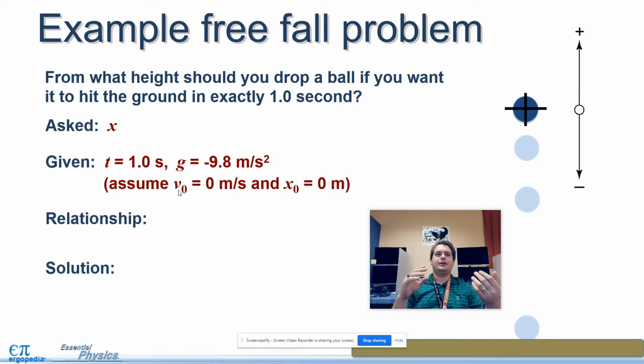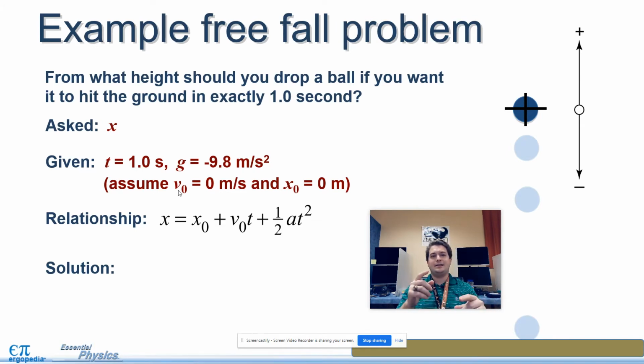So now, if we want distance, there was one equation that had acceleration and position in it. So we need to use that equation: x equals x0 plus v0t plus 1/2 at squared. So now you can plug everything in. We are looking for x. x0, the initial position, is 0.